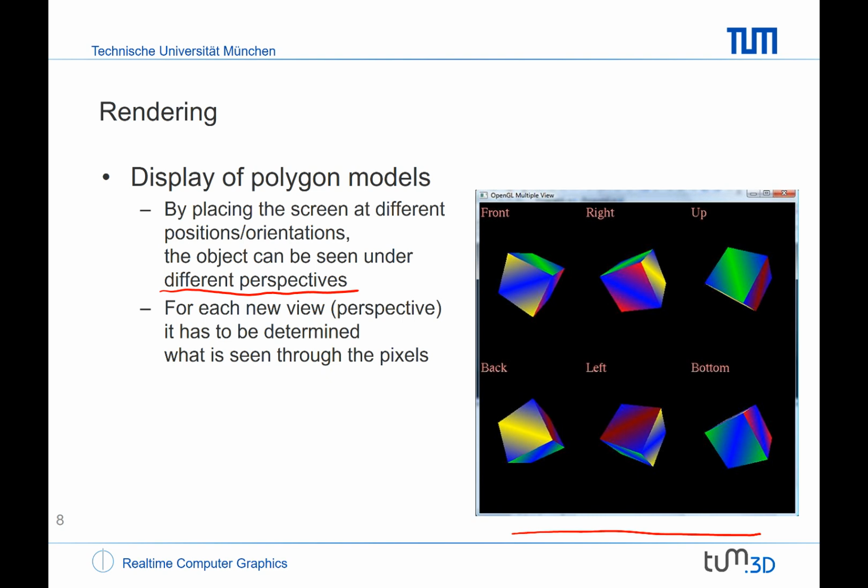And that means that for each new view, and a new view is essentially one in which either you as the observer, or the camera, changes its position, or the object changes its position or orientation, whenever this happens, it has to be determined anew what is seen through the pixels in the screen. That means that many times per second, if you have an animation, if something moves, you have to repeat the so-called rendering process. And that means that creating one single image should be very efficient in order to get a continuous image update rate.